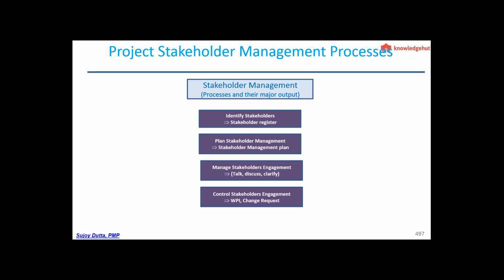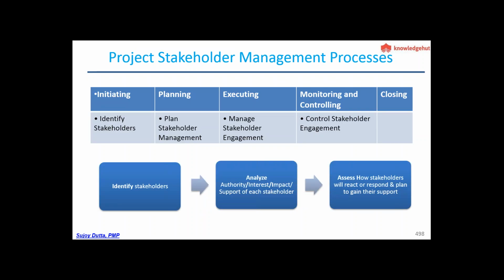So these are the various processes of stakeholder management. We have 4 processes. First of all, we identify stakeholders. This is something that we do immediately after we have received the charter. Immediately after receiving the charter, we start to identify the stakeholders, and what we get is a stakeholder register. Then in planning, we plan stakeholder management, and in execution, we manage stakeholder engagement. We talk, discuss, clarify, and control stakeholder engagement. We get work performance information and change requests, if any. Now this is how it goes.